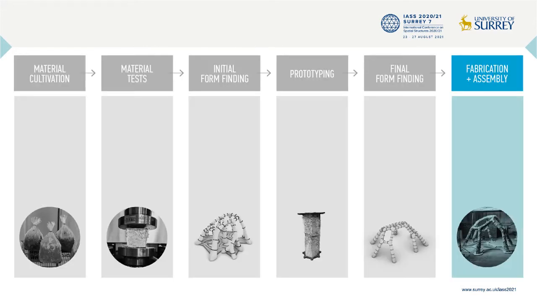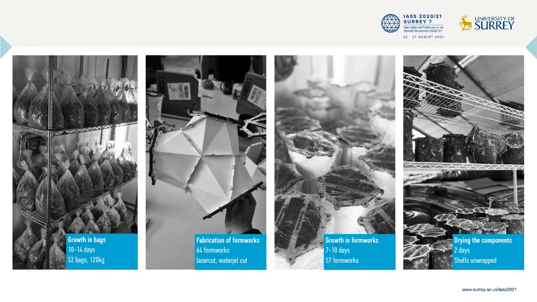At the end, we fabricated the MyCreate Pavilion. We started by cultivating the materials in bags for about 2 weeks. We cultivated 52 bags, including around 120 kilograms of fresh mycelium paste. We cut the formworks with laser and water jet and then filled them with mycelium paste and let them grow for 7 to 10 more days.